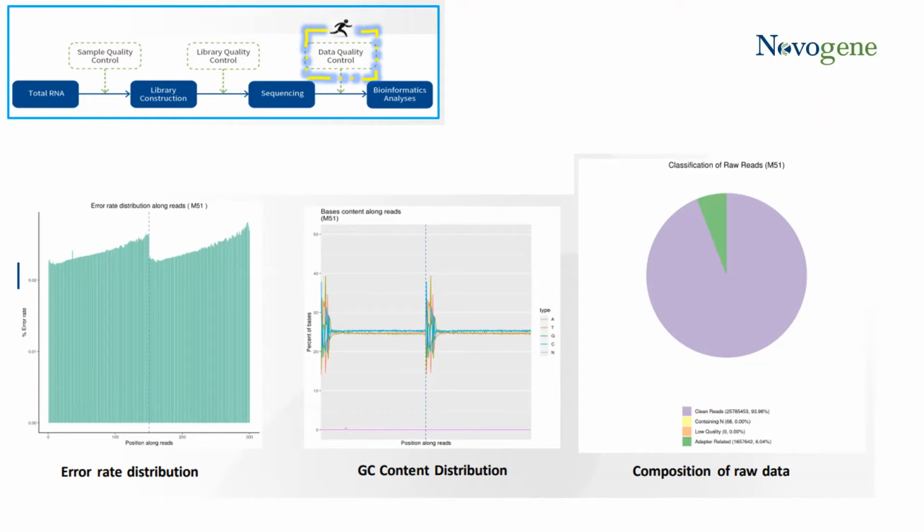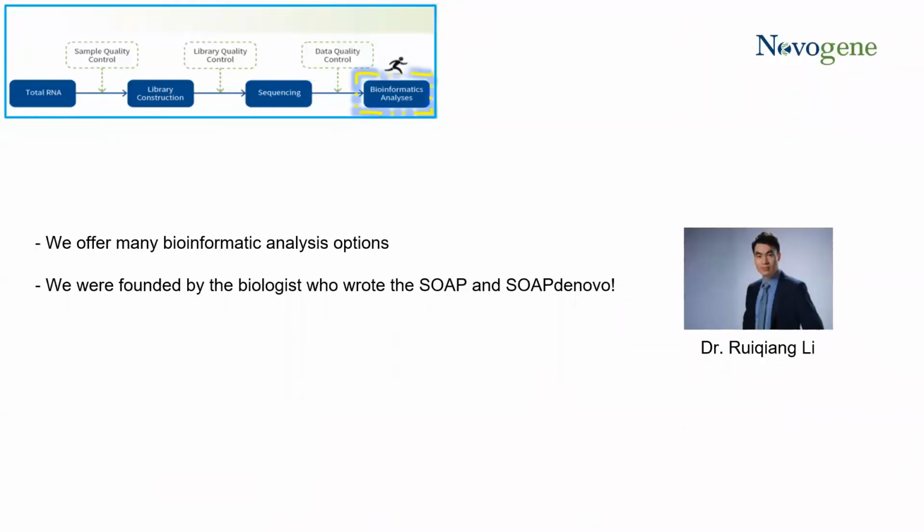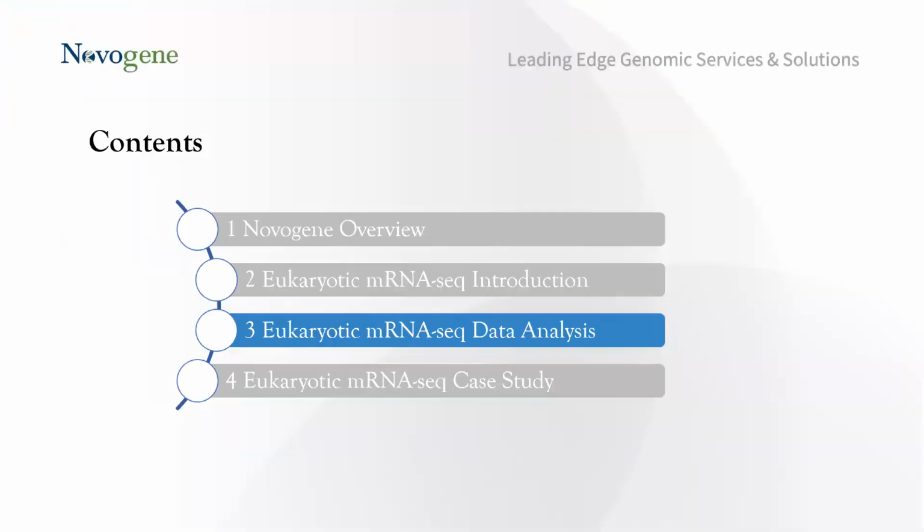All our downstream analyses are done only with clean reads, which generally corresponds to more than 90% of the acquired reads. Lastly, we come to the BI analysis, the bioinformatic analysis. We offer several options for BI analysis, which is not a surprise, since we were founded by the biologist who wrote SOAP and SOAPdenovo, Dr. Lee. And it is the topic of the next part of our webinar, bioinformatic analysis.